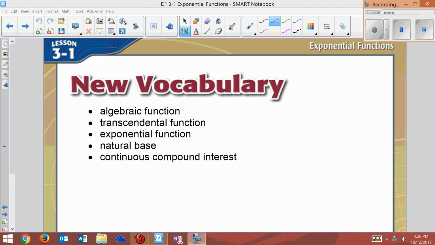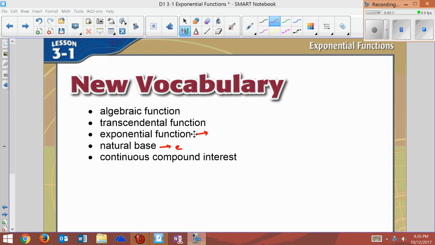Today we're going to start chapter 3, which deals with exponential functions and also is going to deal with logarithmic functions, which you may remember from Algebra 2. Some vocabulary you might see today are any of these words. The ones I'm going to focus on are the natural base. That's the number e. Now I know it's the letter, but it's also a number. If you type in e to the calculator, it'll give you a value.